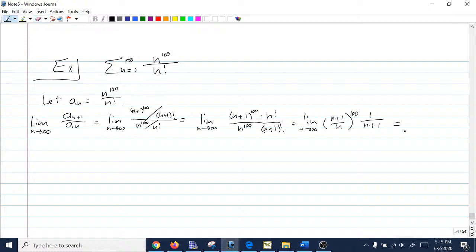I can do this limit. n plus 1 over n, pre-cal, polynomial, same degree on top, is 1 to the 100 times 0 equals 0. Since 0 is less than 1, the given series... I guess I don't even need the word given here because there's only one series we're talking about, but it seems good to include it. The given series converges by the ratio test.